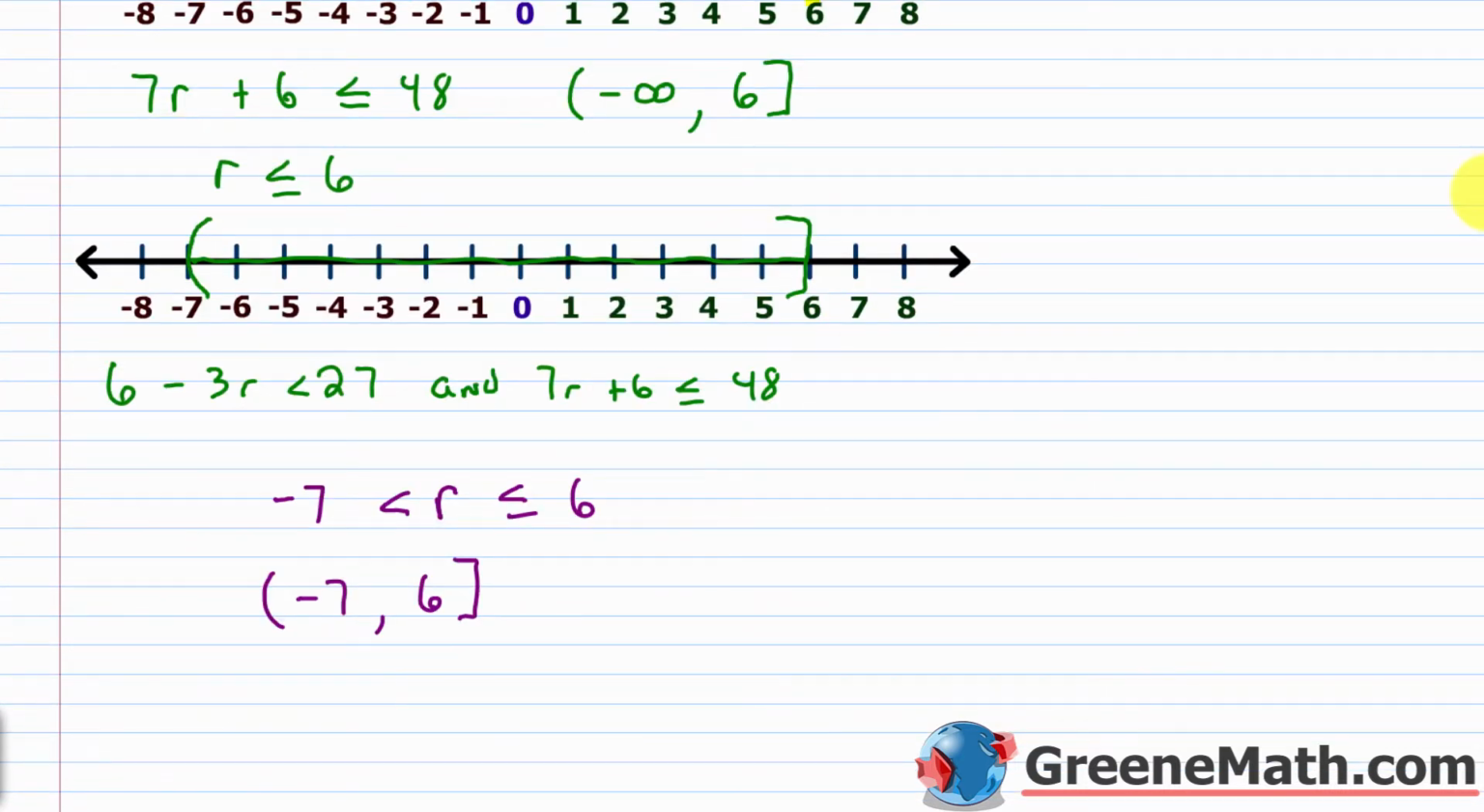So again, our solution for the compound inequality is that r is greater than -7, which is displayed here. It's got to be greater than -7. -7 is not included. We put a parenthesis there. And it's also less than or equal to 6. So it could be 6, which is why we have a bracket, and then anything less. So it's this range here. Anything greater than -7 up to and including the number 6.